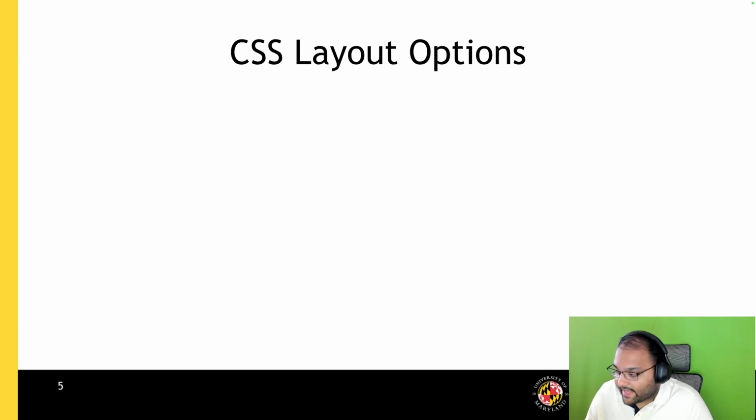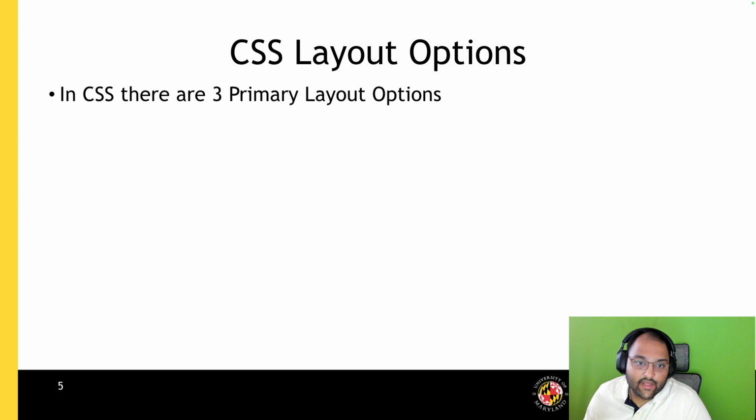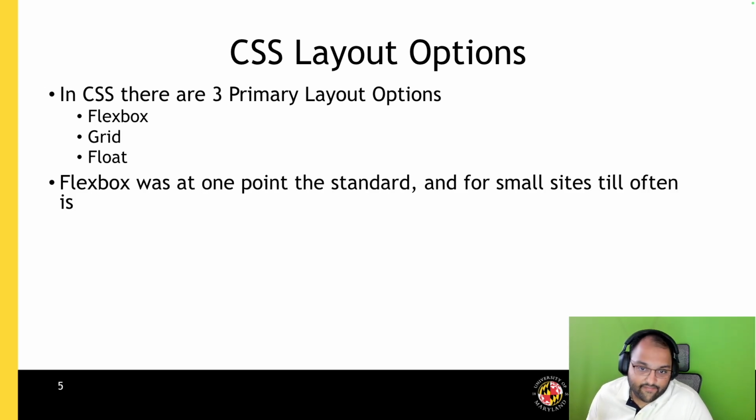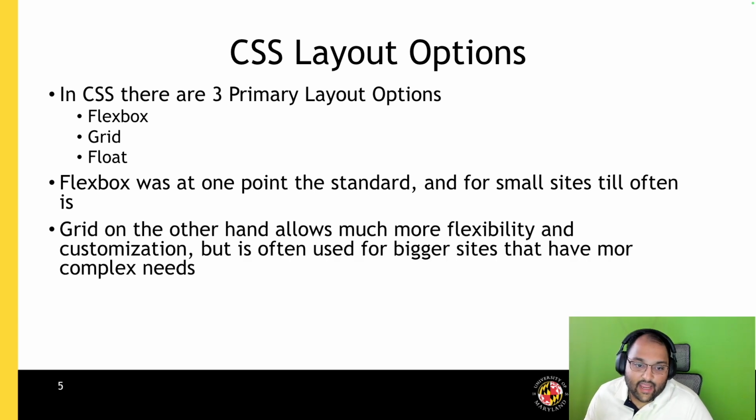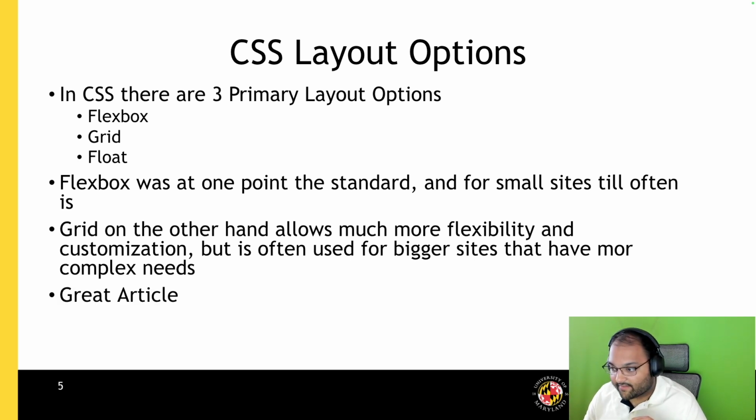So within CSS, there's actually a couple of layouts that we can choose from. There are three primary layout options. First is called a flexbox, second is called a grid, and third is called a float. Now, there's a lot of interesting information on these types of layouts and what's the best. Flexbox was at one point the standard, and for some small sites it often still is. Nowadays though, grid is the most popular layout option. It allows much more flexibility and customization, and is often used for bigger sites that have more complex needs, right?